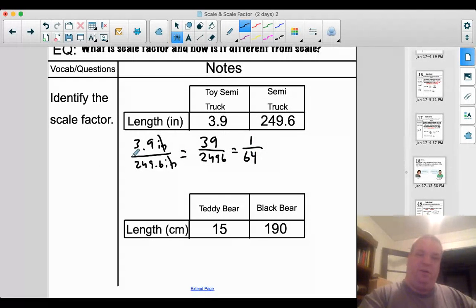If that didn't work, you could play around, use your divisibility rules, try to reduce this as much as you can, and you would eventually get it down to 1 to 64. So that's the scale factor. The actual truck is 64 times bigger than the toy.